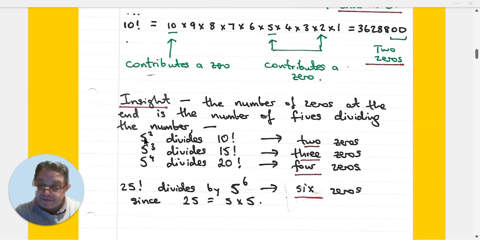So we think about it. 5 squared goes into 10 factorial. 1 from the 5, 1 from the 10. 5 cubed goes into 15 factorial. From the 5, the 10, and the 15, that will end in 3 zeros. 5 to the 4 will go into 20 factorial, but when we get to 25 factorial, that will actually have 6 zeros because 1 is donated by 5, 1 of them by 10, 1 of them by 15, 1 of them by 20, but 2 of them by 25, because 25 is 5 times 5.